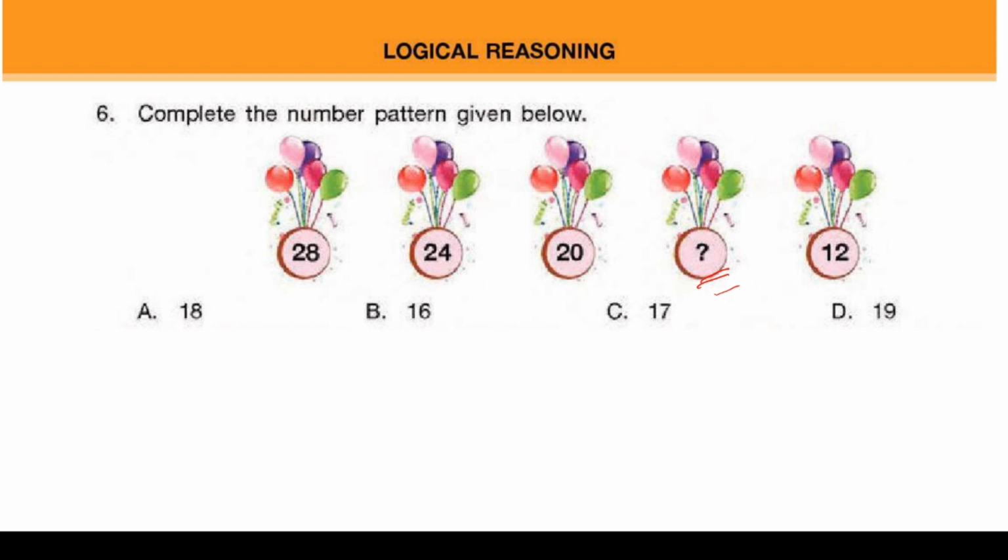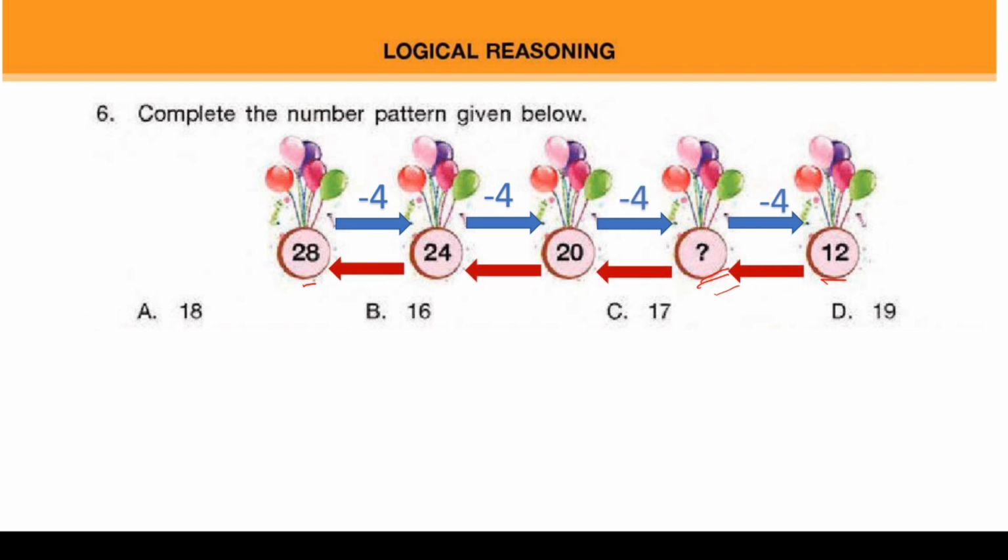Well, were you able to identify the pattern? It's simple. Look carefully. If you traverse from left to right, you notice that each ball reduces by 4. So 28 minus 4 is 24. 24 minus 4 is 20. And hence the remaining should also reduce by 4.